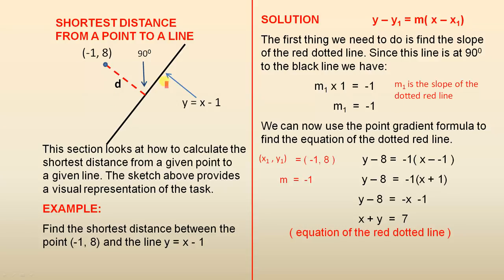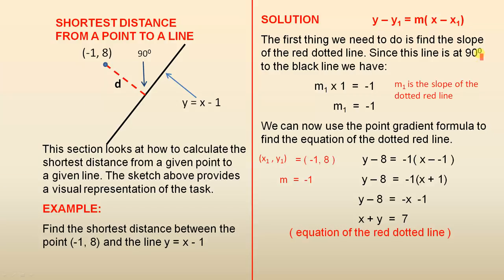So here's a sketch just to set it out for you to see what we're after. Here's our point -1, 8, and we need to find the distance from that point to that line there such that D is the shortest distance. Now common sense will tell us that the shortest distance occurs when this red dotted line is at right angles to the black line, so that must be 90 degrees. So let's use that information to proceed.